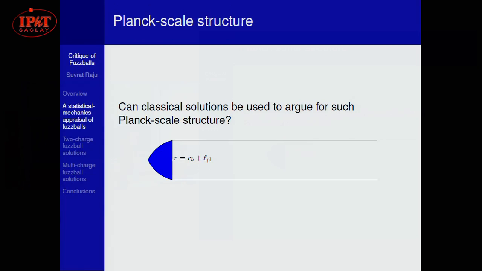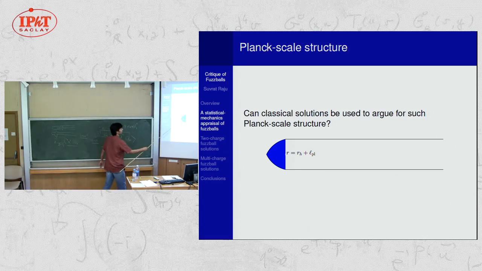So this is another argument that fuzzballs have to have this structure. In light of our discussion, this doesn't have to be R_H plus L Planck, but whatever point the black hole geometry stops giving you a good description. Now the question I want to ask is, can you use classical solutions, which is really what we have at hand in the fuzzball picture, to argue for such a structure? We've argued that general statistical mechanics considerations tell you that you must have such a structure for typical states. Now I want to ask, are classical solutions powerful enough to argue that such a structure does exist?